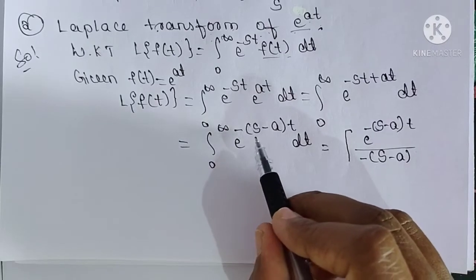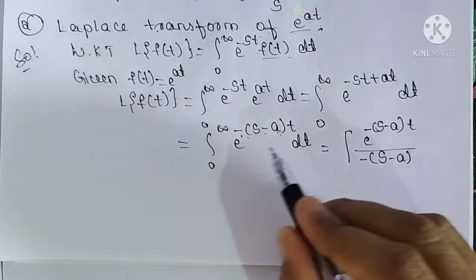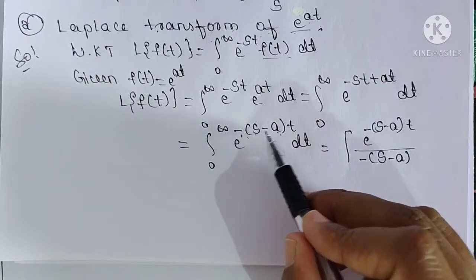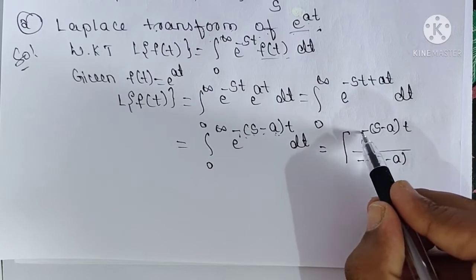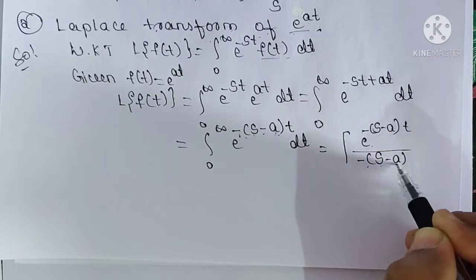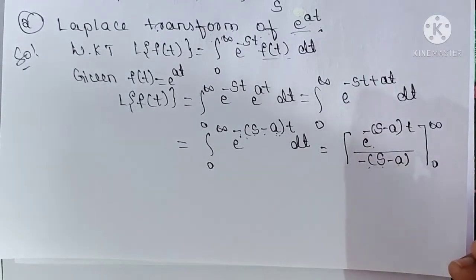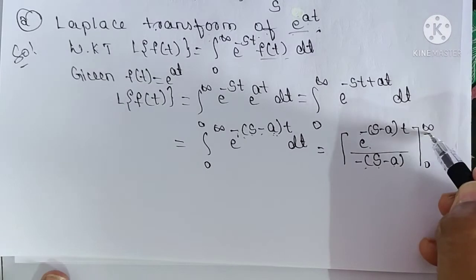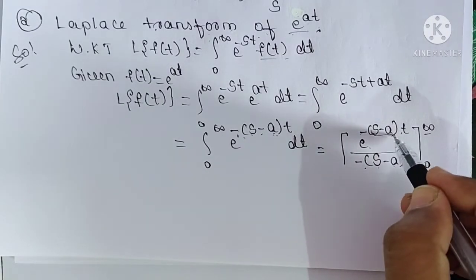Here the constant term is minus (s minus a). Therefore the integration of e to the power of minus (s minus a) t is e to the power of minus (s minus a) t divided by minus (s minus a), from 0 to infinity. Now apply the limits. First the upper limit: if t is infinity, then infinity times any term is infinity.